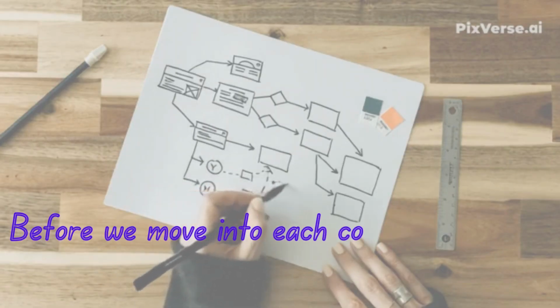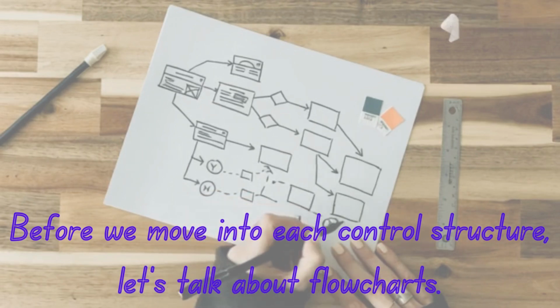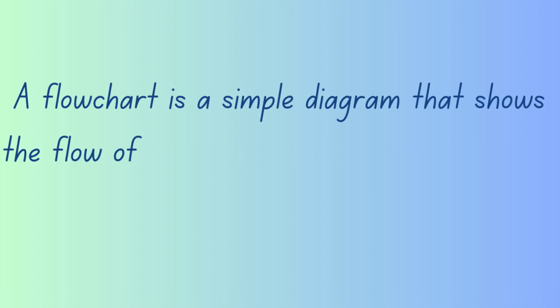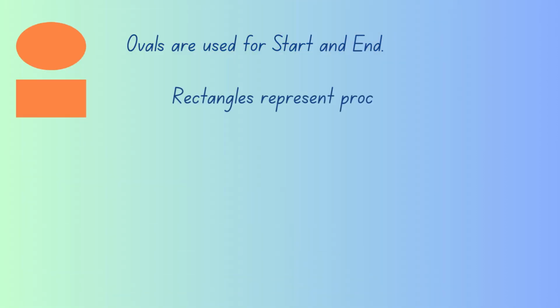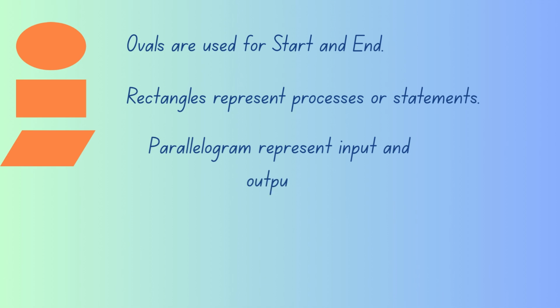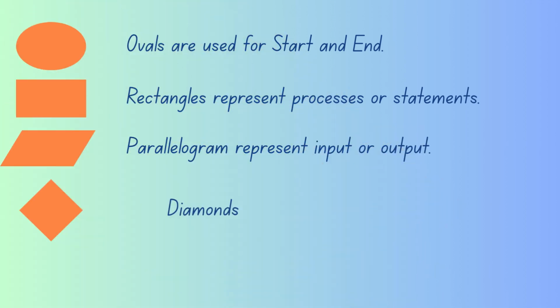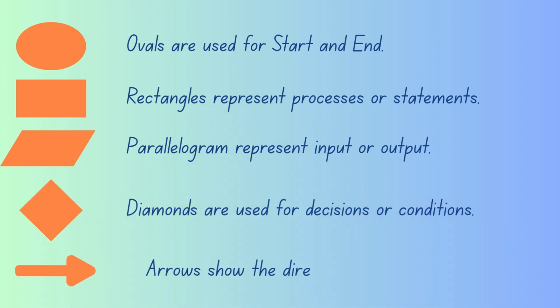Before we move into each control structure, let's talk about flowcharts. A flowchart is a simple diagram that shows the flow of logic in a program using different shapes. Ovals are used for start and end. Rectangles represent processes or statements. Parallelograms represent input or output. Diamonds are used for decisions or conditions. Arrows show the direction of flow.